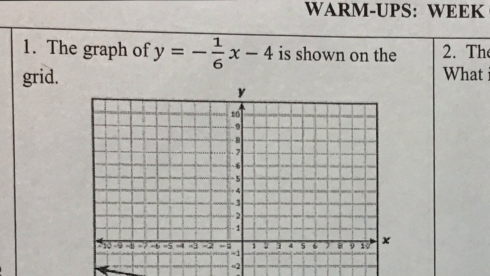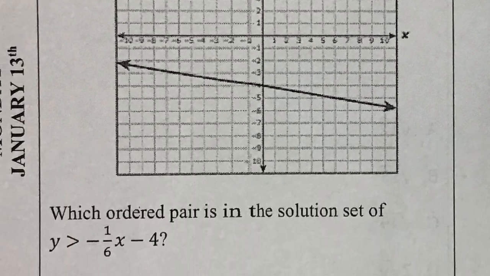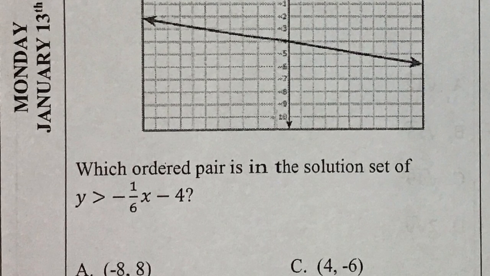Some information about that is probably not too important for this problem. It says which ordered pair is in the solution set of y is greater than this line. So we want all the y values that are greater than whatever that x value happens to be. So number one, what happens to that line if it's a greater than symbol?